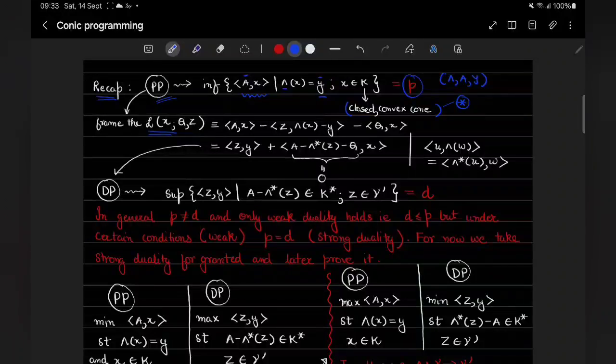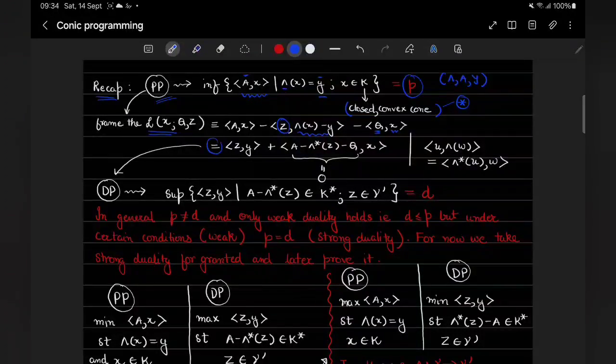Here remember there are two constraints. One is the equality constraint, lambda of x is equal to y, and for that constraint we put the multiplier z. The second is the constraint that x belongs to a closed convex cone, and for that we put the Lagrange multiplier q. Here q belongs to the dual cone of K, which is the cone that contains the separating hyperplanes. This I have discussed in the previous video.